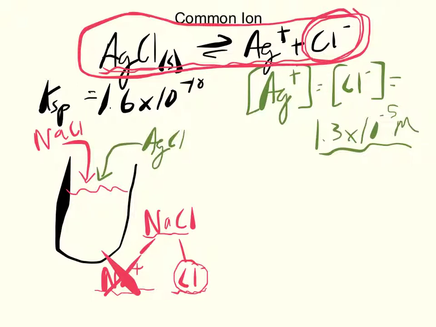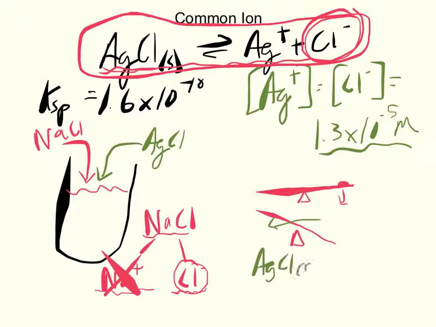So it's the same idea as before. What's going to happen to equilibrium if we add more product? Kind of think about your teeter-totter. We've now added extra product, so this side's going to drop. So now our teeter-totter's off balance. To get back to equilibrium, we're going to have to shift to the left. So the amount of AgCl solid is going to increase, and the amount of Ag+ is going to decrease because it's a product getting used up to make reactant.